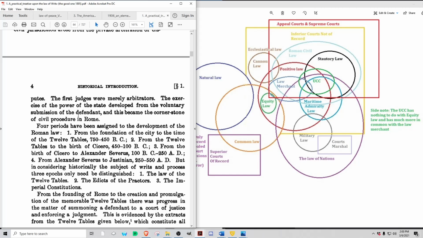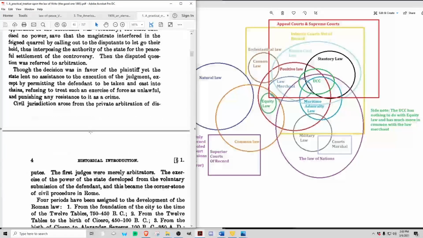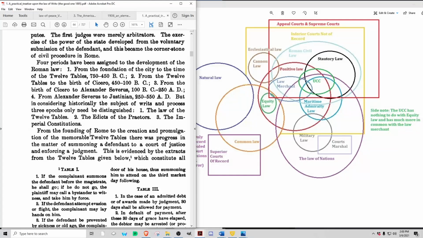Now, there's another aspect in here which is going to be even more severe, but I'll get to that in a minute. So, the first judges were what? Merely arbitrators. The exercise of the power of the state developed from the voluntary submission of the defendant. Again, what does that deal with? Goes back to what Jefferson said. What is the just powers of government? Where are they derived from? The consent of the governed, right? And this became the cornerstone of the civil procedure in Rome. This is the absolute basis of Roman civil law. This is where it came from. This is what it was, what it still is, from a standpoint of being able to go to the top from the arbitration. So, that's the start of it.